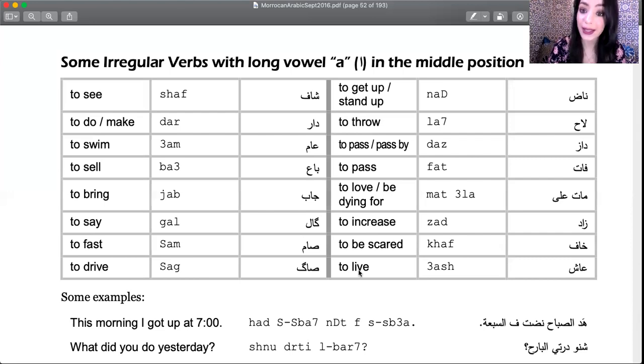So let's read this once more, a little bit faster, to make sure, and try to practice them right now in your notebooks so that you will have them later, of course, because you are learning the language and you need more verbs. So chef, dar, am, ba, jab, gal, sam, seg, nad, lah, daz, fat, matela, zad, khaf, and ash.